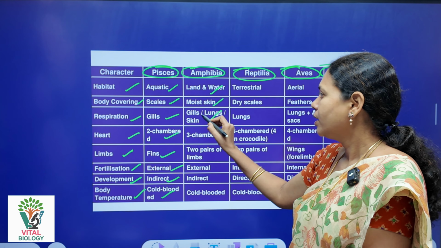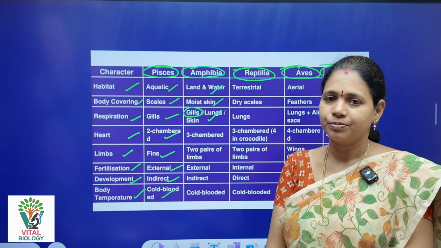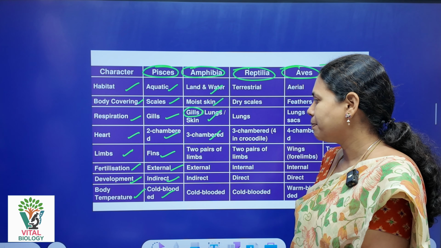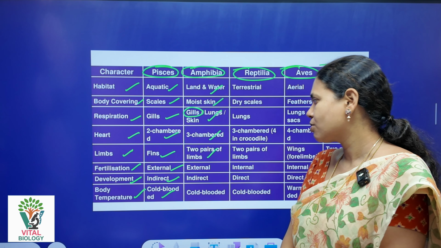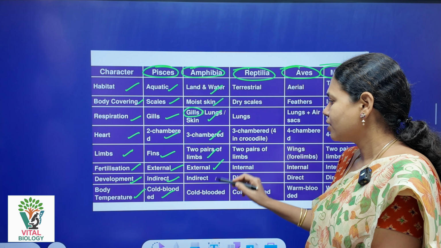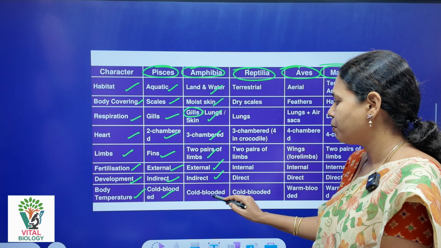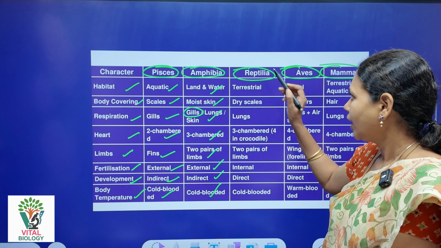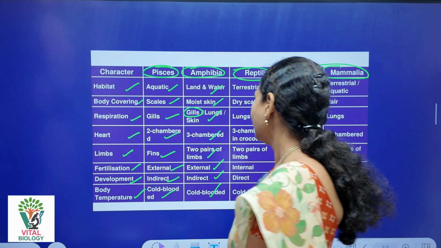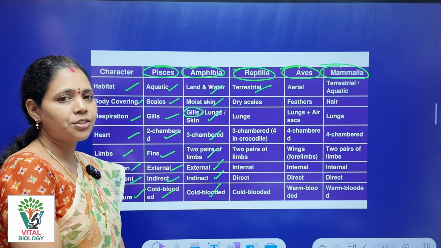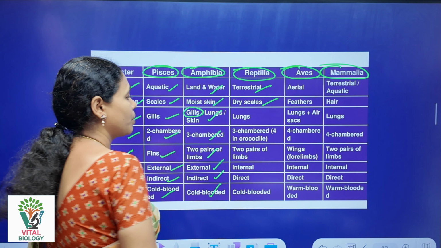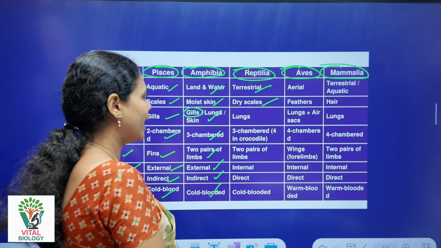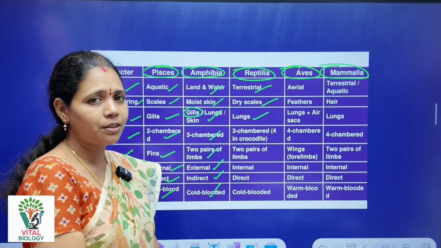Especially here, gills are seen in the larval stage. The heart is three-chambered, and in these organisms two pairs of limbs are present. Fertilization is external and development is indirect. Body temperature wise, these are also poikilotherms or cold-blooded animals. Going towards the reptilia, from the habitat point of view, these are completely terrestrial. Their body is provided with dry scales, plates, or scute-like structures. Respiration is through lungs, so pulmonary respiration.